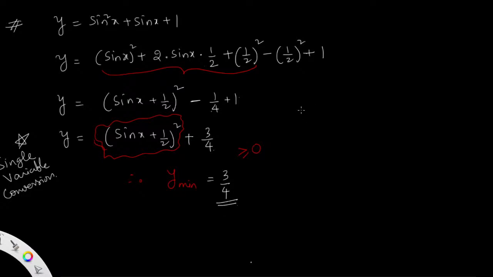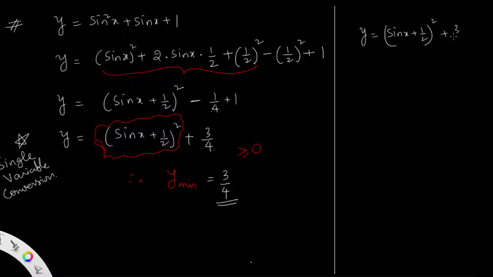So now let us find the value for the maximum. For maximum value, y equal to sin x plus 1 by 2 whole square plus 3 by 4. The minimum value we already completed.